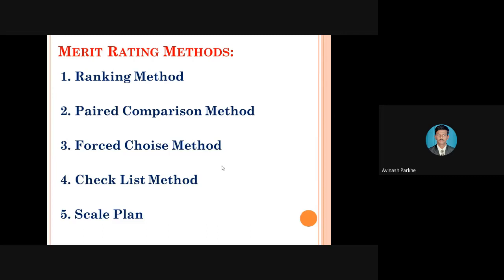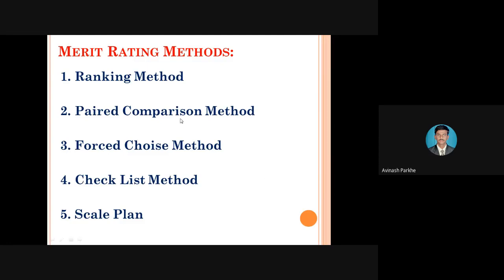Here the ranking is given to the operator, person, supervisor. The rankings are not given to the job. We have already discussed that method in the previous job evaluation concept. Now here, whatever ranking I am giving will be given to the workers and operators based on their performance. So this is the ranking method.